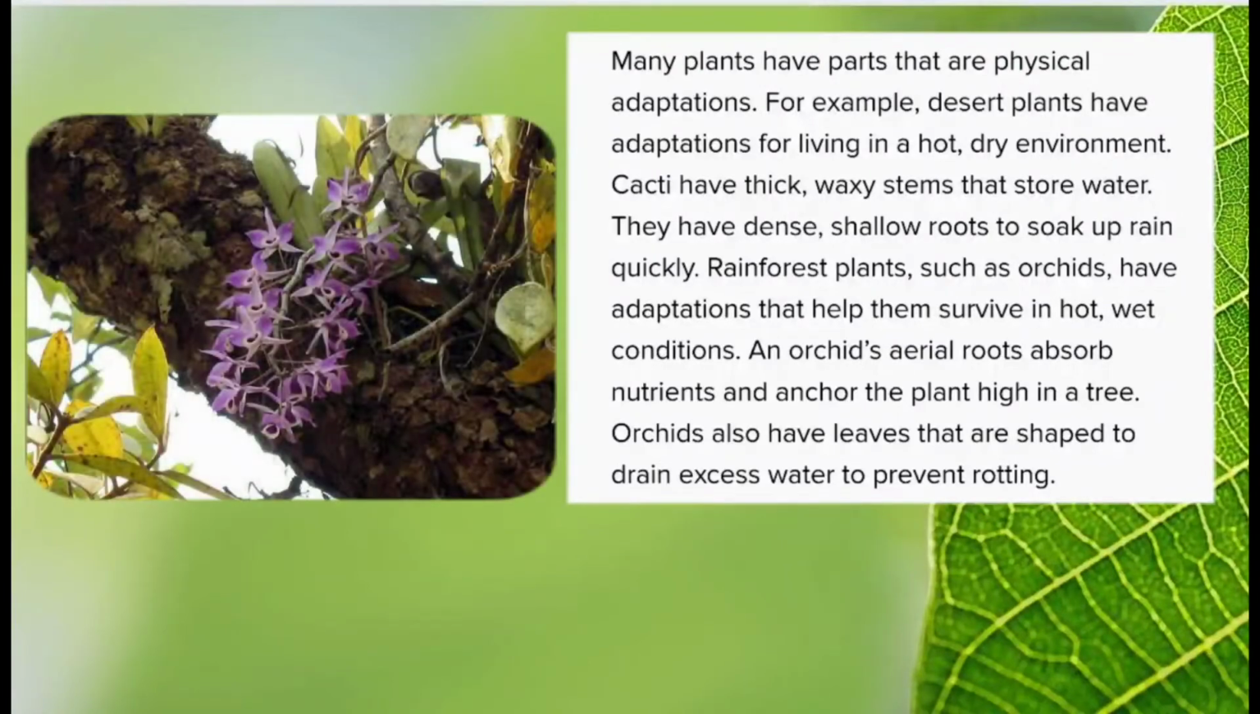Rainforest plants, such as orchids, have adaptations that help them survive in hot, wet conditions. An orchid's aerial roots absorb nutrients and anchor the plant high in a tree. Orchids also have leaves that are shaped to drain excess water to prevent rotting.